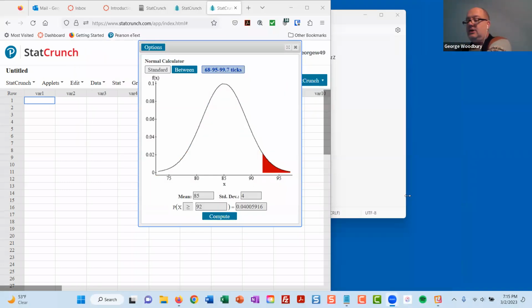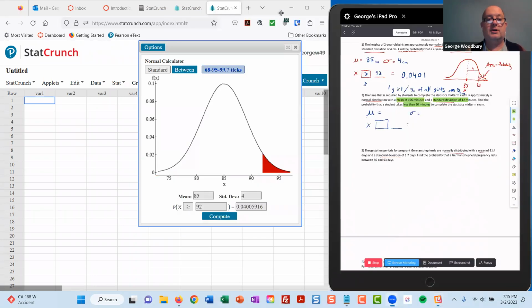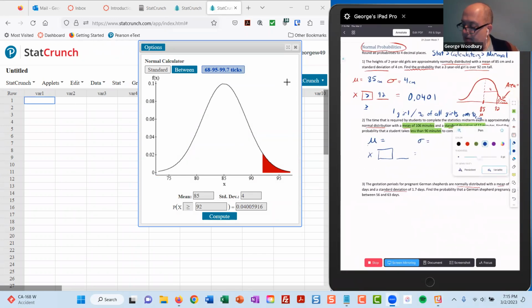All right, let me see if I can catch up with you here. The mean I highlighted, it was 106 minutes. Yeah, you bet. And, oops, sorry about that. The standard deviation I highlighted, that was 12 minutes. And we were looking for the probability that a student takes less than 90 minutes. So less than 90.